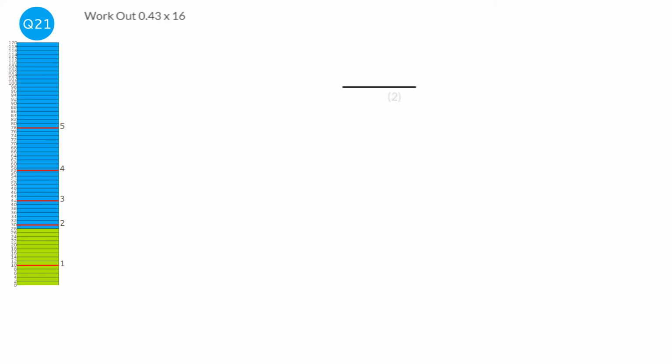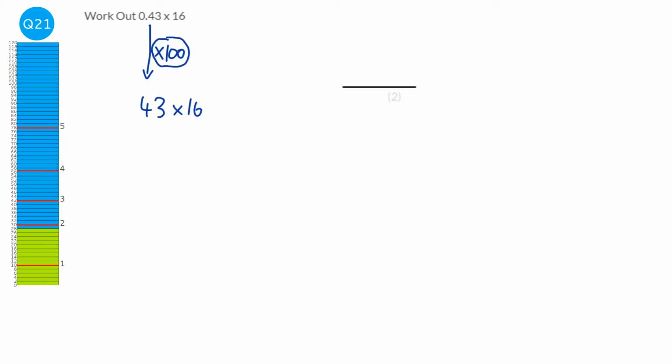Instead of doing 0.43 times 16, what I'm going to do is I'm going to do 43 times 16. So I'm just going to get rid of the decimal and just change it to 43. But I've got to remember what I've done. So how have I managed to do that? Well, I've times it by 100, and that'll be important at the end.